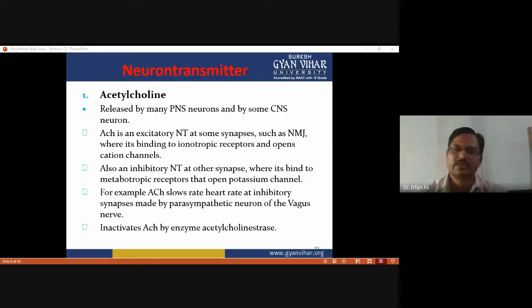As you know, heart rate is controlled by the vagus nerve, or the nerve impulse conducted through the vagus nerve. So here acetylcholine slows the heart rate, and it acts as an inhibitory neurotransmitter. It is inactivated by the enzyme acetylcholine esterase.